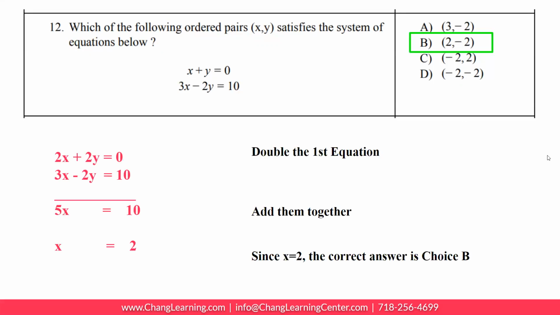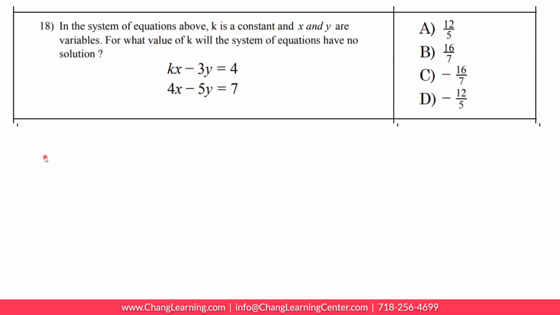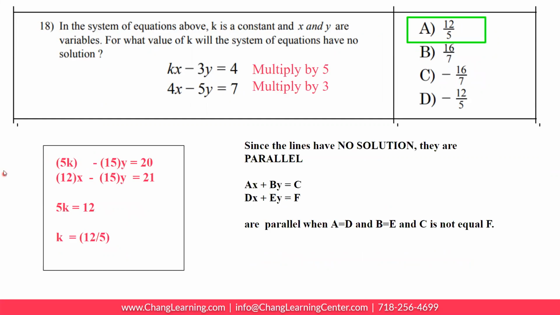A fast way to do this, to find the system of equations, is to double the first equation first. Okay, remember, we're only considering choices B or C. But if you double the first equation, then you can see that you have 2x plus 2y now equals 0.